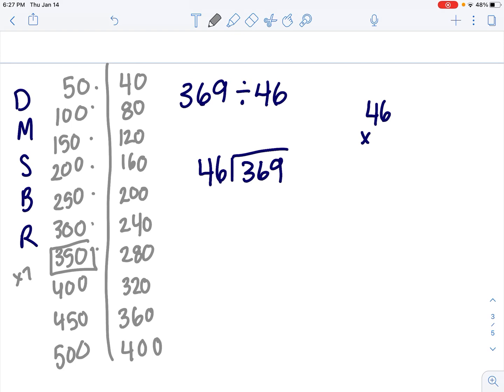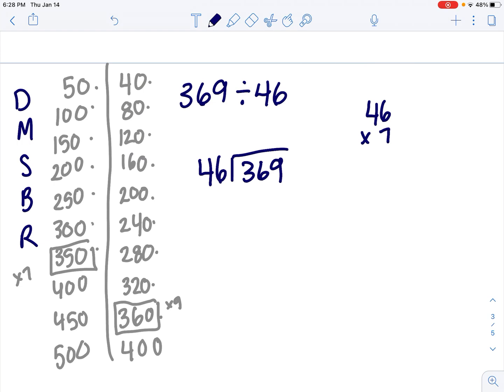We could do 46 times 7 and see if we can get close to 369. But if you skip counted by 40s, that also works. We're looking to get as close to 369 as we can, right? What is as close as we can get to 369? That would be 360, right? That's 40 times 1, 2, 3, 4, 5, 6, 7, 8, 9. So this one tells us times 9, okay? Either way, you have a starting place for 46 times.